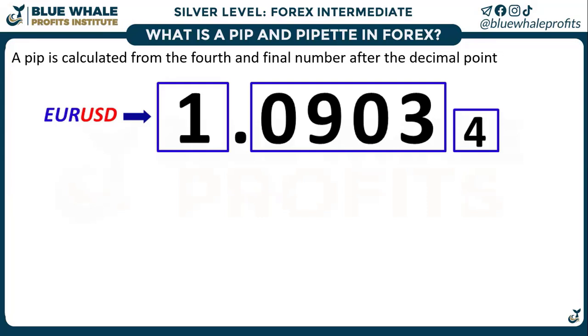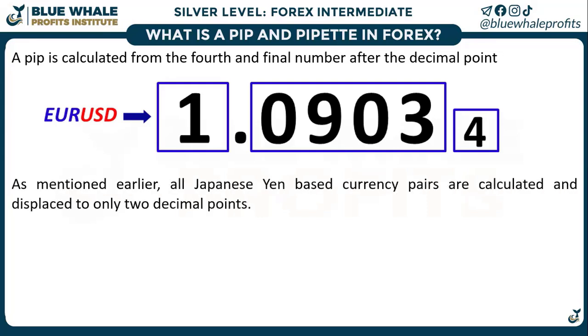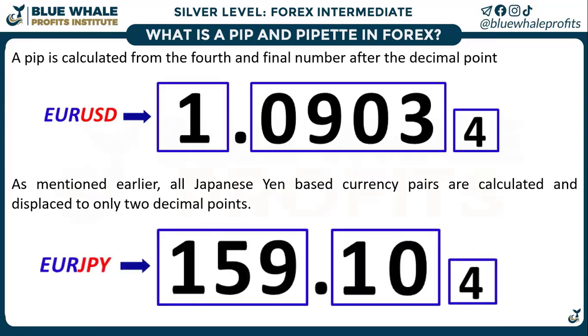It depends on the broker as well. Some brokers can even move it up to the 6th decimal point. But you have to know that it is calculated from the 4th decimal point. As mentioned earlier, all Japanese yen-based currency pairs are calculated and displayed to only 2 decimal points. So this is how that one also looks like: 159.104. The 4 there is still the unit or the pipette.